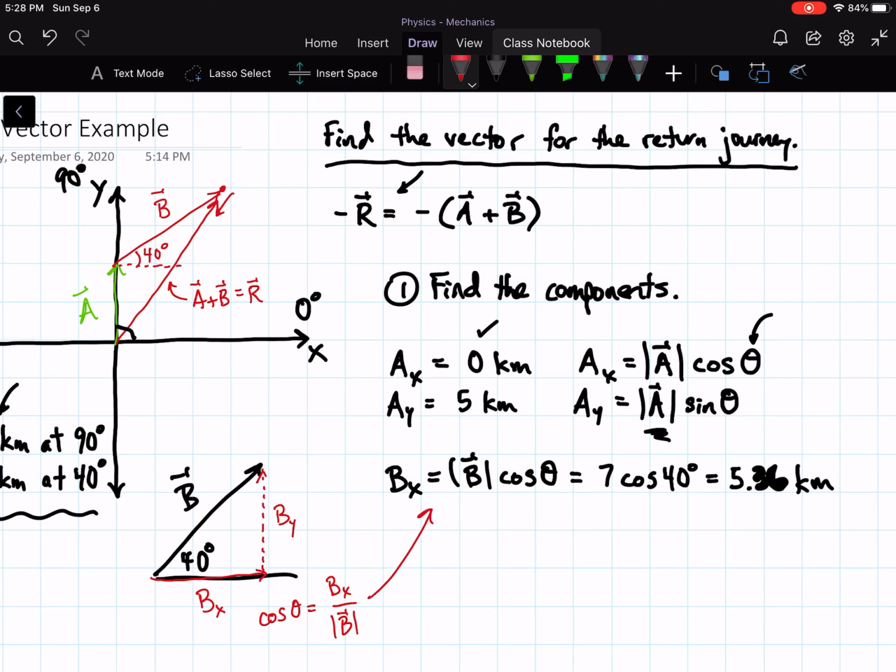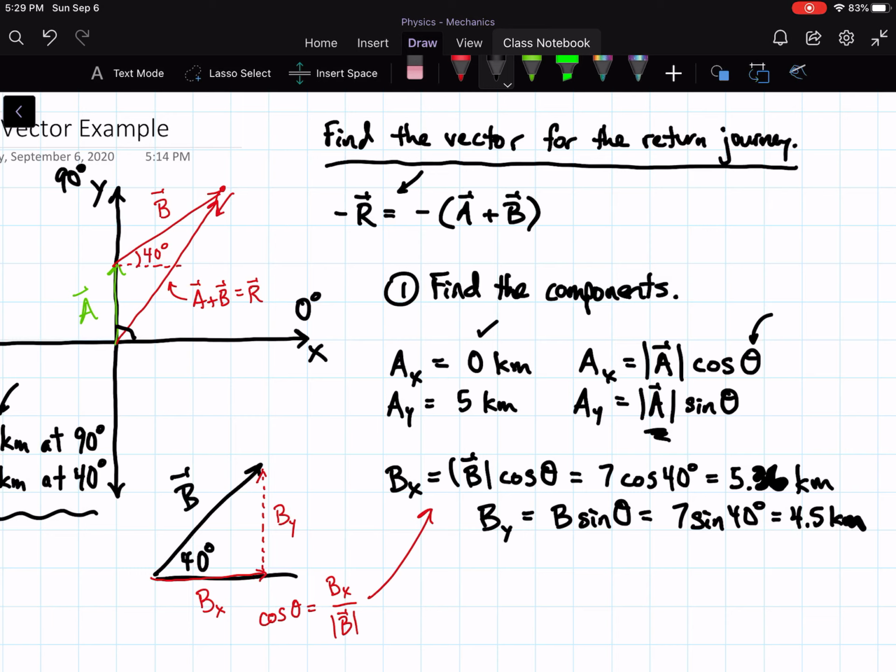All right. And the same kind of logic applies for the y component of B, which will fit in over here. Let me drop all of that extra notation. B with no vector sign, we'll just refer to the magnitude of B. We have sine theta, that will be 7 kilometers times sine of 40 degrees. And that gives us 4.5 kilometers.